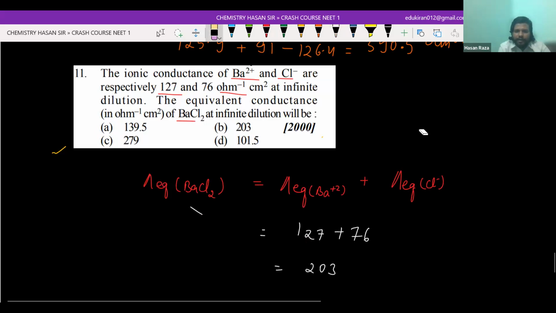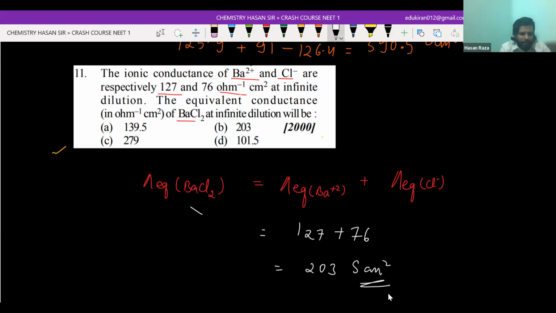Okay, and since you can see only this value is given per ohm centimeter square, you can write Siemens centimeter square. So please do write per equivalent.